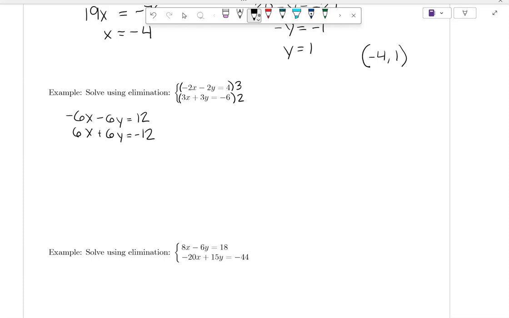Remember, you still have to get a solution even if it's infinitely many solutions. You still have to find something that you can put down. So remember, you have to set x equal to t or something. You have to have a solution. Kind of like we did with the substitution problem.